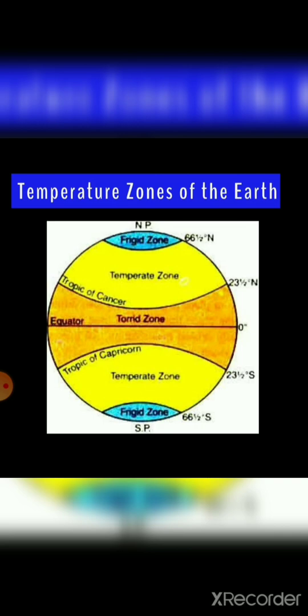When you see the yellow area, you will see the area between Tropic of Cancer and Arctic Circle in the northern hemisphere, and Tropic of Capricorn and this Antarctic Circle. This area is known as the temperate zone. When we talk about frigid zone, the region between Arctic Circle and the North Pole in the northern hemisphere, and the Antarctic Circle and the South Pole in the southern hemisphere, falls in the frigid zone. They are extremely cold areas.